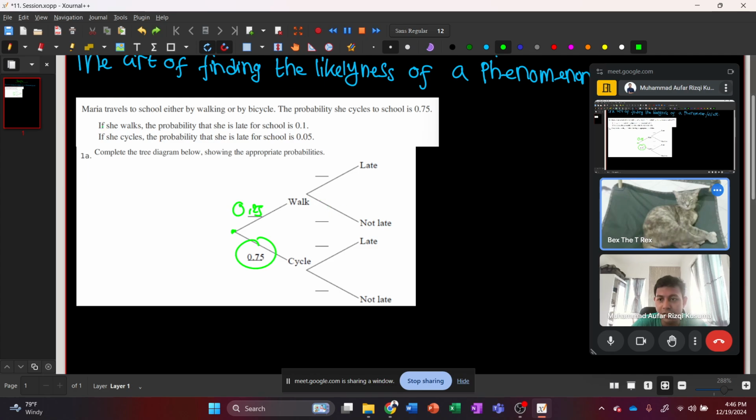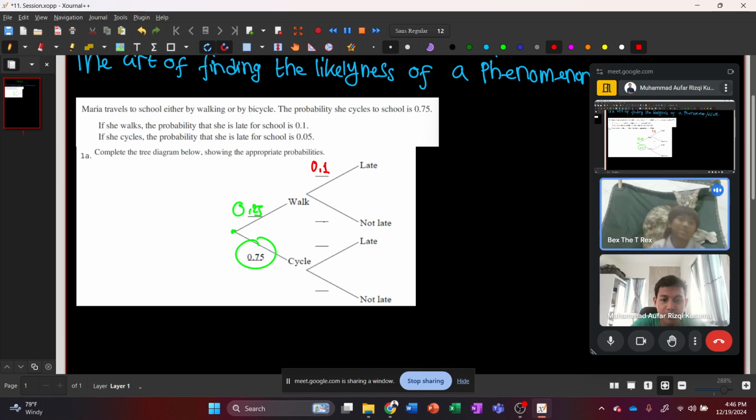She said the question says that if she walks, the probability that she is late for school is 0.1. This is extremely easy. So the probability of late is 0.1.